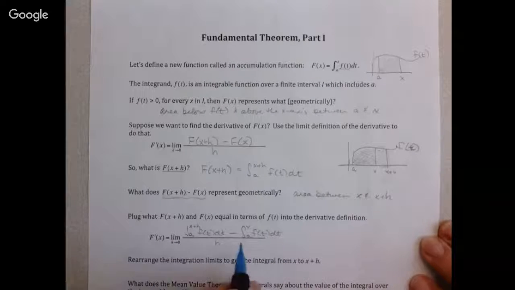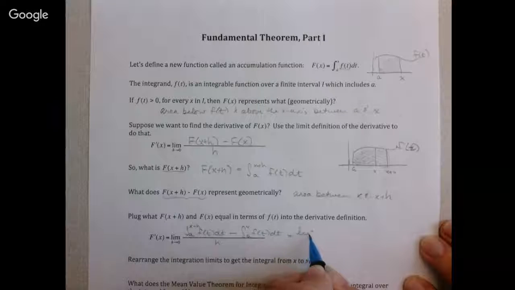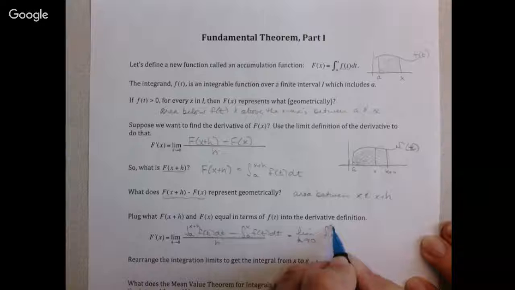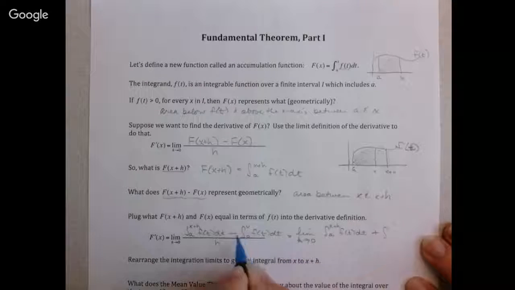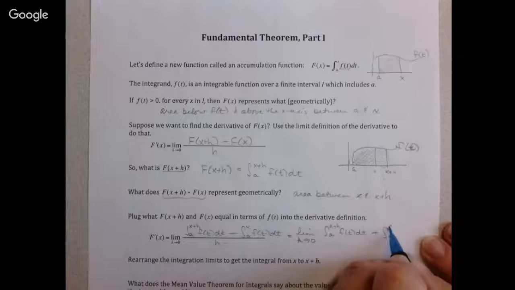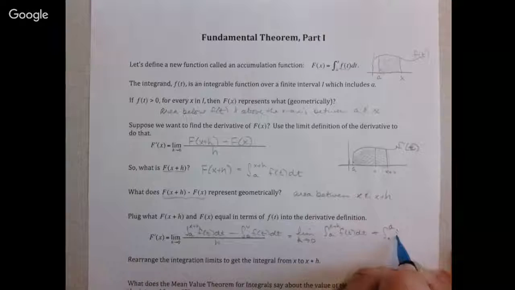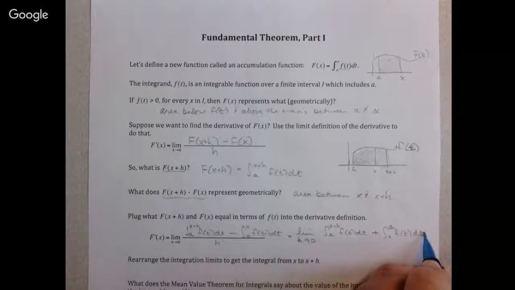Now, in order to do what I need to do, I need for this to be a sum as opposed to a difference. And so what I'd like to do is reverse these integration limits and make that a plus sign. So we will have, using the properties of integrals, as h goes to 0, the integral from a to x plus h of f of t. Why? If I want to do that, I have to reverse from x to a my integration limits.